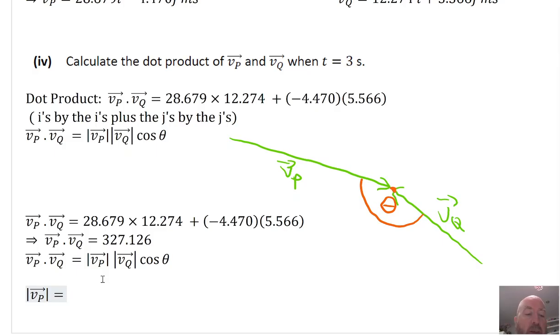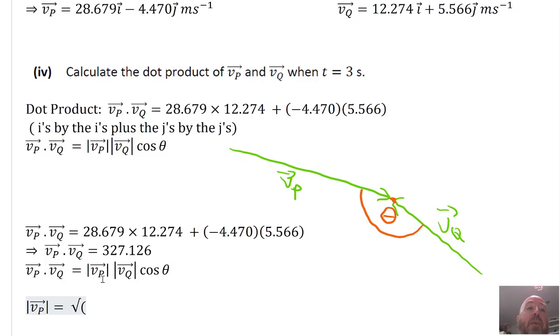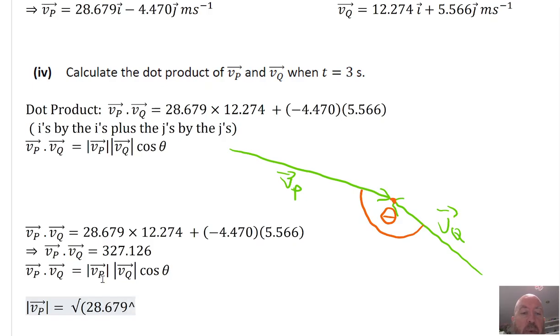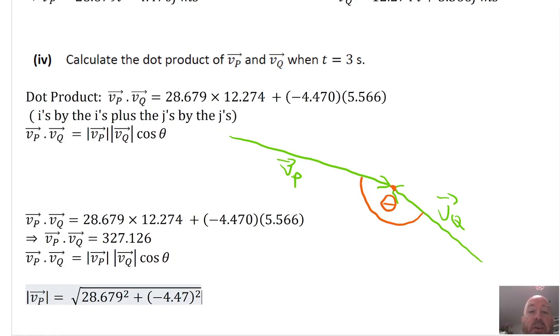The modulus of that vector is equal to the square root of the square of the i part plus the square of the j part, so it's 28.679 squared plus minus 4.47 squared. So this is just your distance between two points, or Pythagoras or whatever. So I'm not going to go into too much detail. The modulus of the vector is the length of the hypotenuse of that triangle.